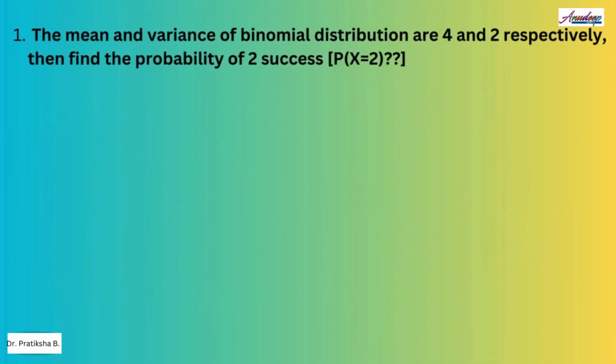Now let us solve the first problem. The mean and the variance of a binomial distribution are 4 and 2 respectively. Find the probability of two successes. That is, we want to evaluate the probability that x is exactly equal to 2. So what is given to us? We have been given the values of the mean and variance.